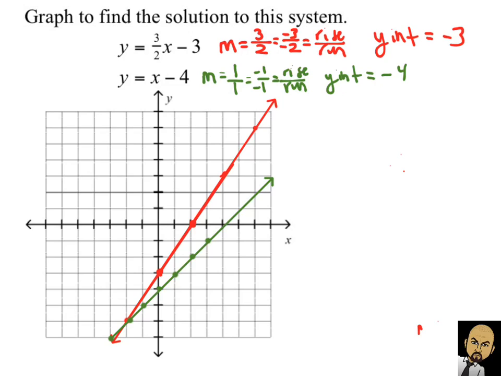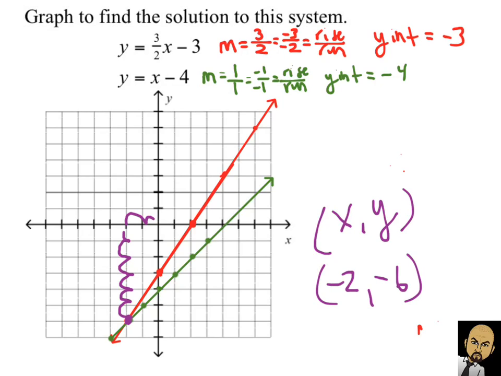So the solution of this system, these two lines, these two equations, is going to be that purple point right there. And so the solution is going to be the ordered pair that would satisfy these two equations to make them into true statements. So we need to write that ordered pair in the form of x, y. And so I'm going to go ahead and count. And our x value is negative 2. Our y value is negative 6. And so that'll represent a solution of the ordered pair negative 2, negative 6. And this ordered pair will satisfy these two equations and make them both into true statements.